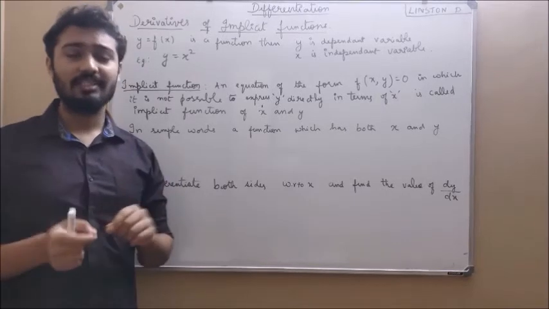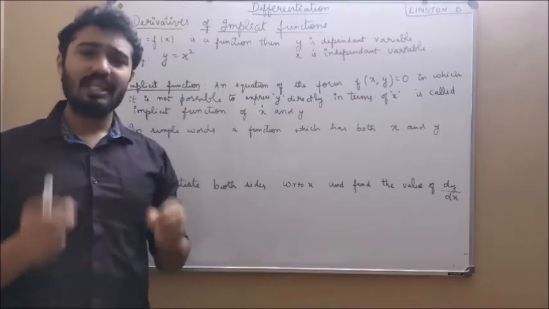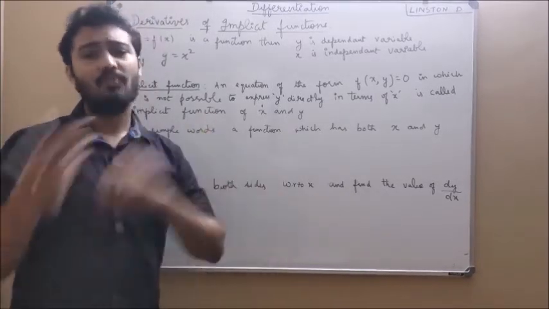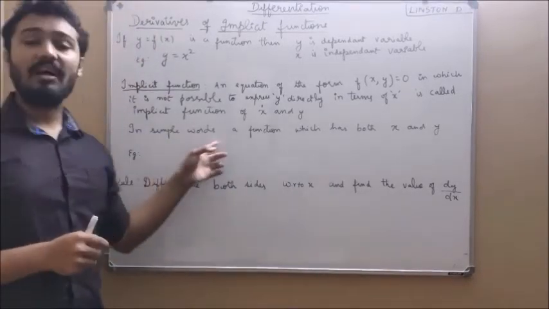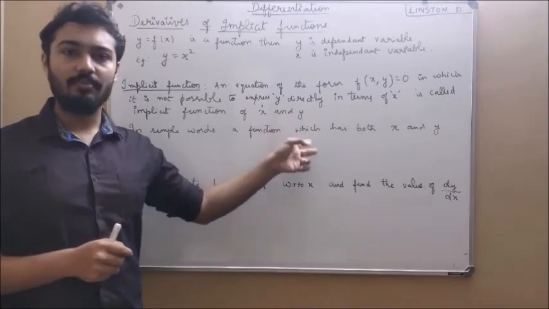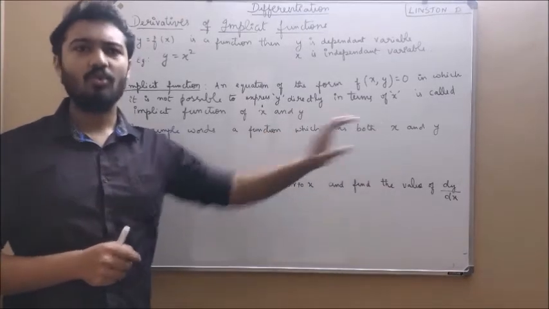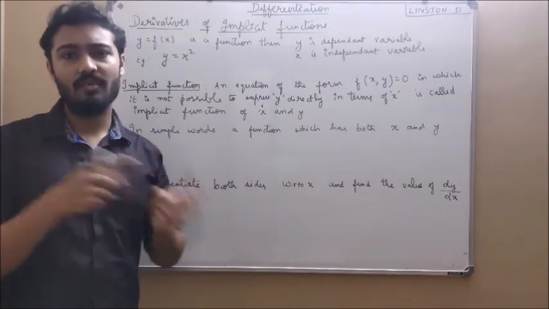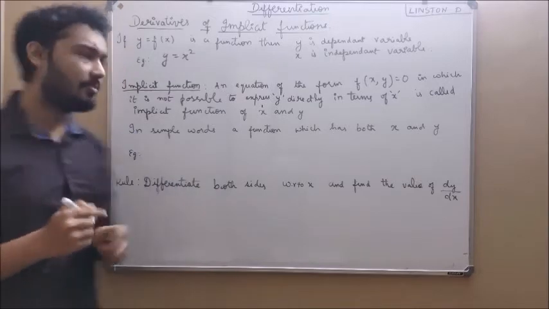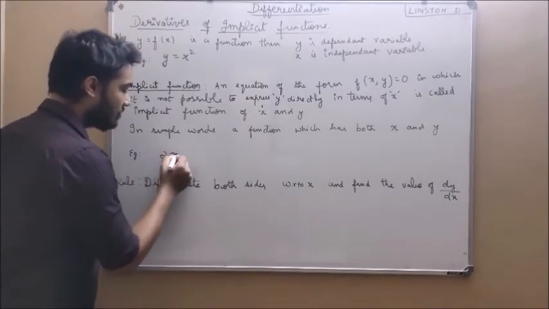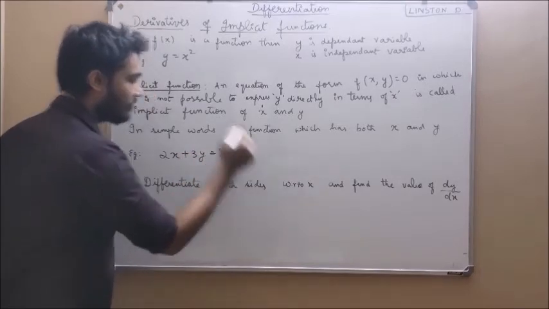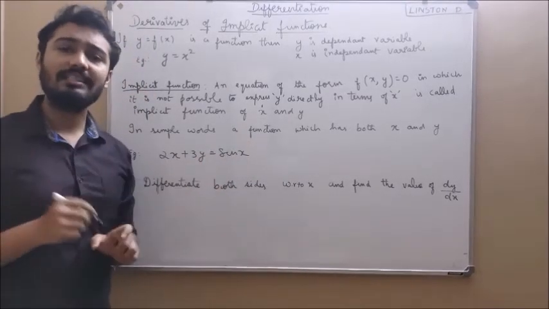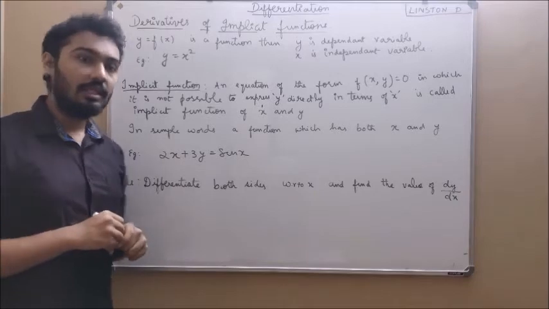The actual meaning is an equation which has both x and y. So y is not directly in terms of x. For example, 2x plus 3y equal to sin x. Now, is this an implicit function?